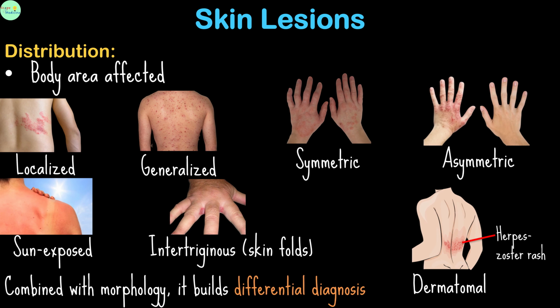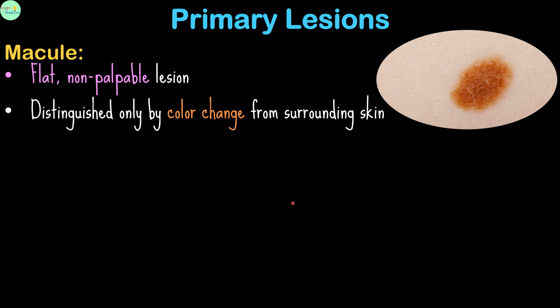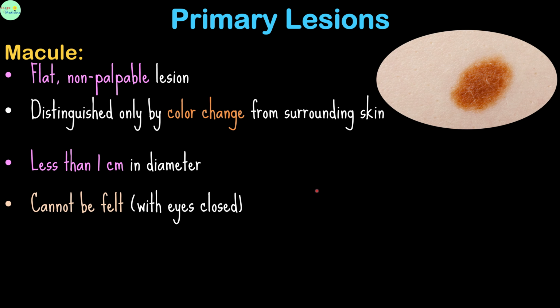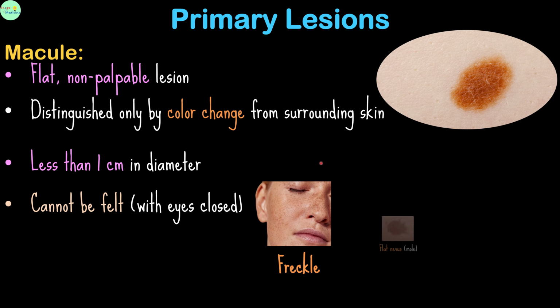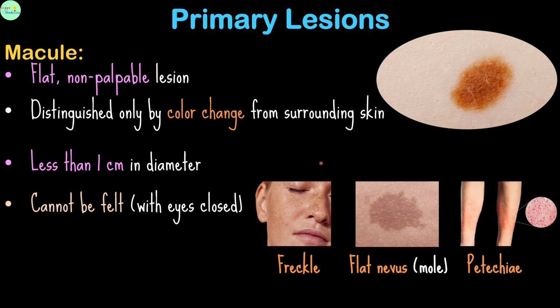We begin with primary lesions that are flat. A macule is a flat, non-palpable lesion distinguished solely by a color change from the surrounding skin. It is less than 1 centimeter in diameter. Because it is flat, you cannot feel it with your eyes closed. Examples include a freckle, a flat nevus or mole, and petechiae, which are tiny red spots from bleeding.